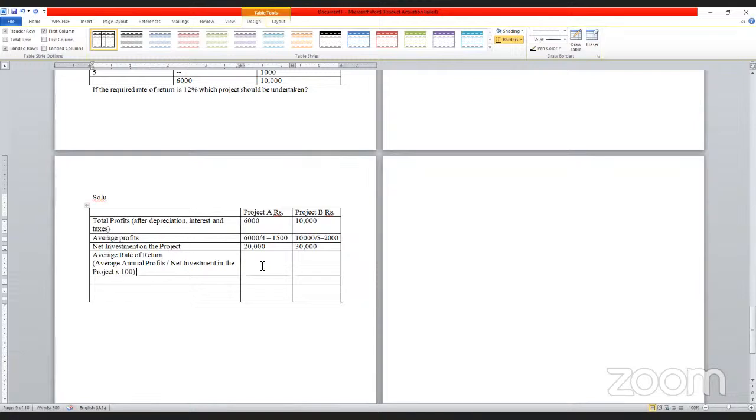This is the formula. We have done problems. So how we'll take this? 1500 divided by 20,000 into 100. That comes to 7.5%. Here, how you will take this? 2,000 divided by 30,000 into 100. So that will come to around 6.66%.